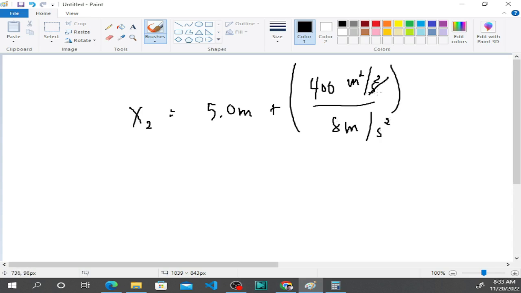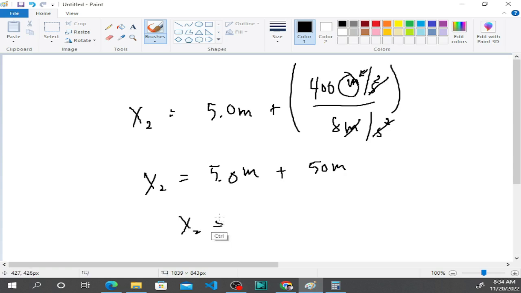So this will cancel out, and we have another meter there, so the unit of this is meters. So this is 400 over 8, which is 50 meters. So x₂ is equal to, x₂ is equivalent to 55 meters.